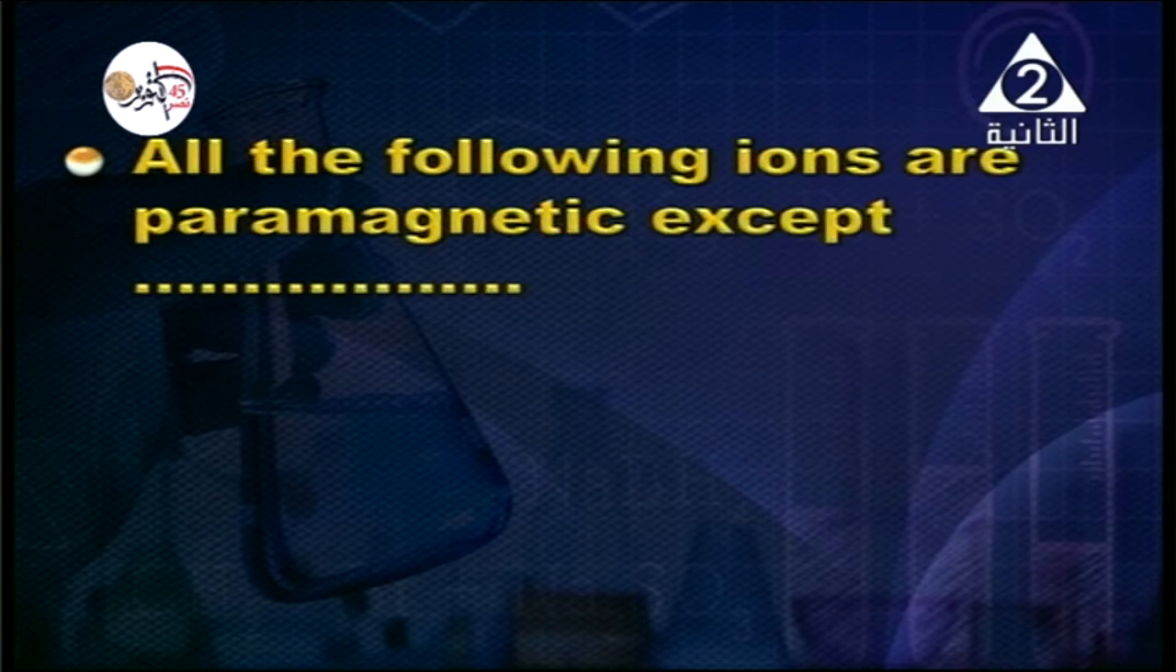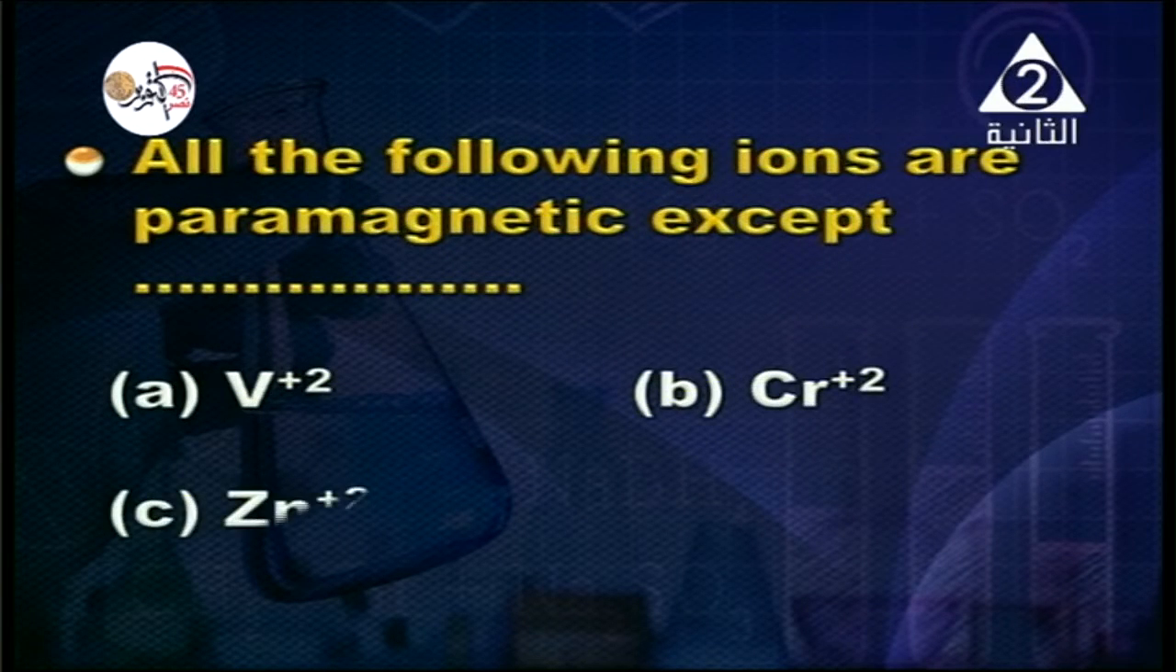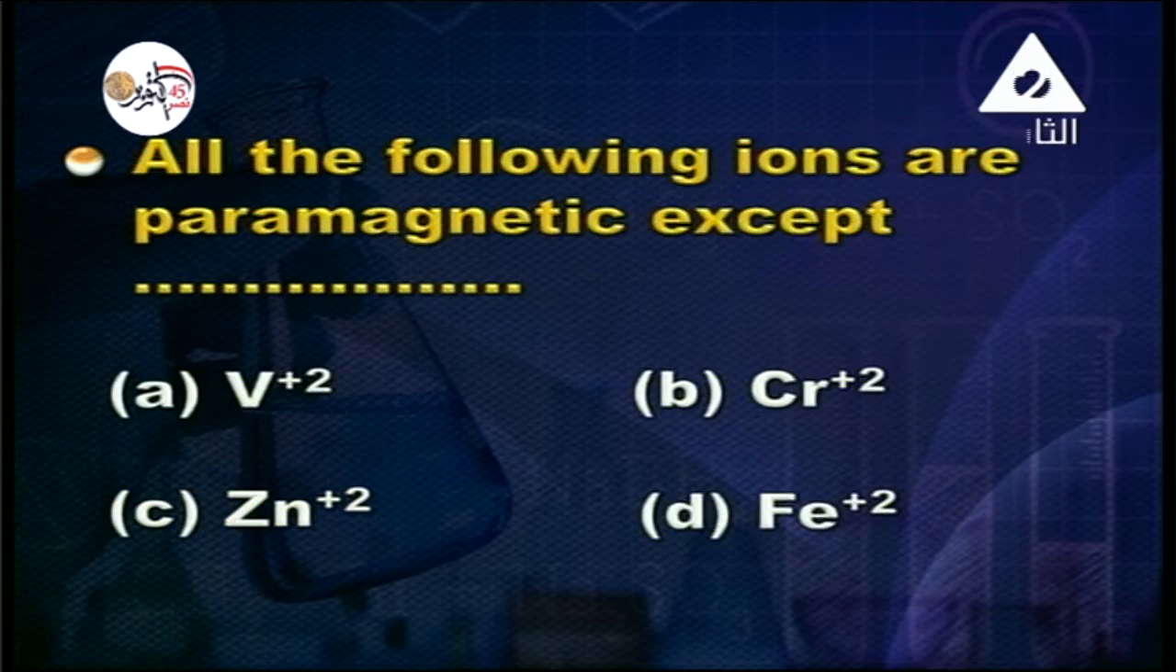Next point. All the following ions are paramagnetic except what? Vanadium positive 2, chromium positive 2, zinc positive 2, iron positive 2. If you think about it, my dear student, you will find the answer is zinc positive 2. This is the only ion here that is diamagnetic, as zinc has a completely filled sublevel in the ionic state positive 2 also.